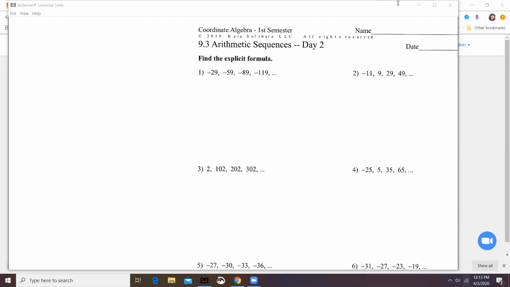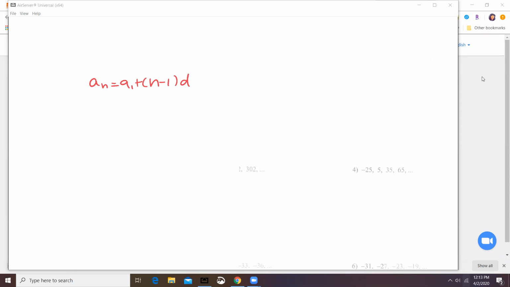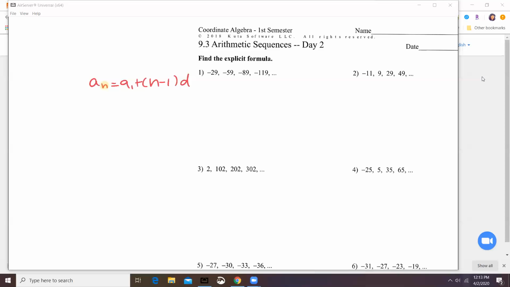Okay. All right. So, on this one, when it says find the explicit formula, the explicit formula is a sub n equals a sub 1 plus n minus 1 times d. So what we're doing here, n is the specific number term you're looking for. We don't know what number term because it just says the formula. So we're going to leave those n's alone.